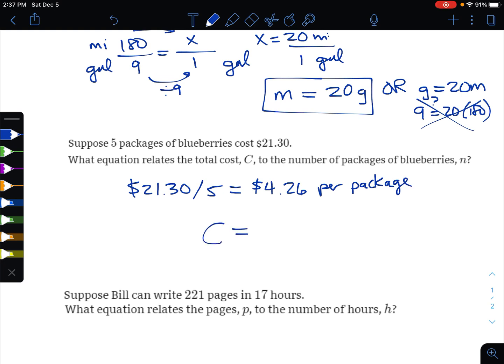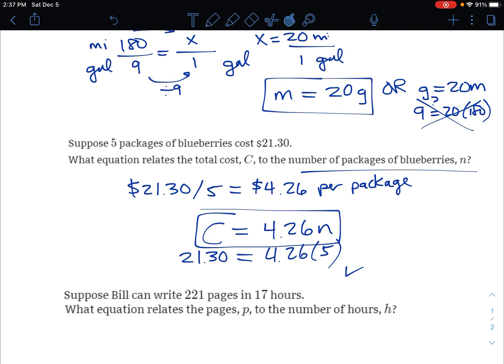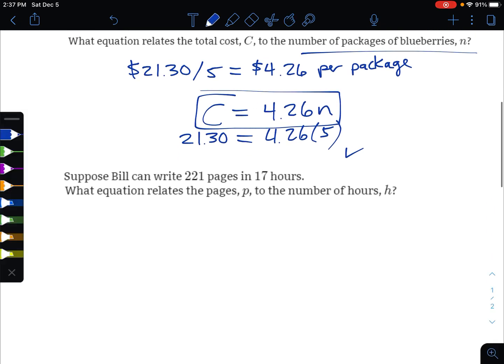So usually when it's a cost equation, we usually start with a C equals. So the cost is $4.26 for every package. N is the number of packages. And again, let's make sure this works. 21.30, does that equal 4.26 times 5? And that does work. So our equation is correct, because plugging in an example here, you can see that that works. So there's our equation.